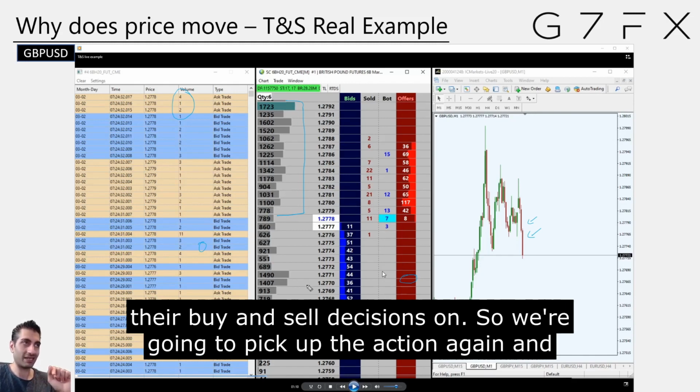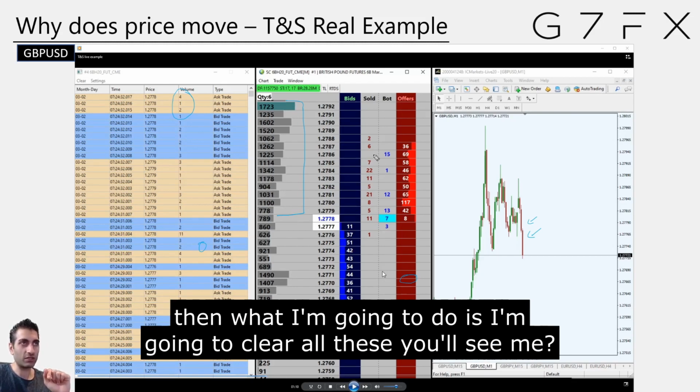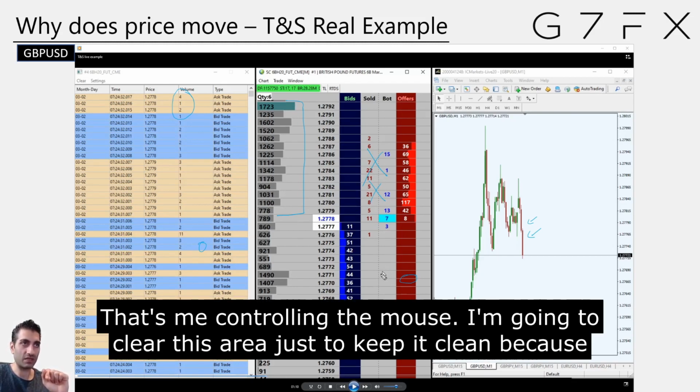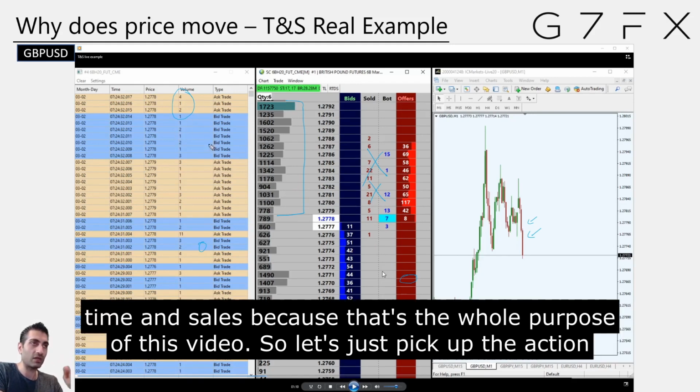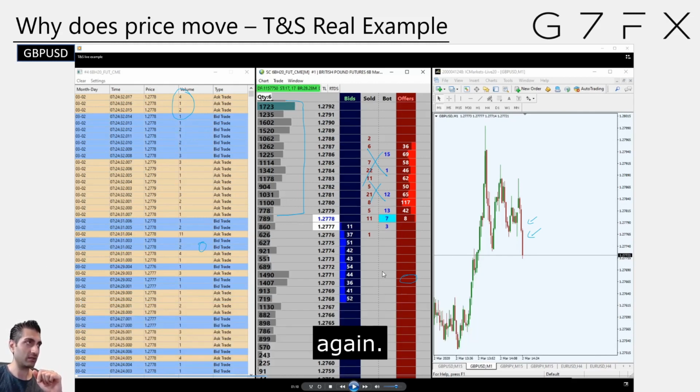So we're going to pick up the action again, and then what I'm going to do is clear all these. You'll see me, that's me controlling the mouse. I'm going to clear this area just to keep it clean, because I want to highlight how these orders are reflected on the time and sales, because that's the whole purpose of this video. So let's just pick up the action again.